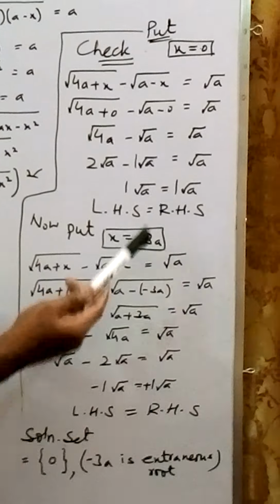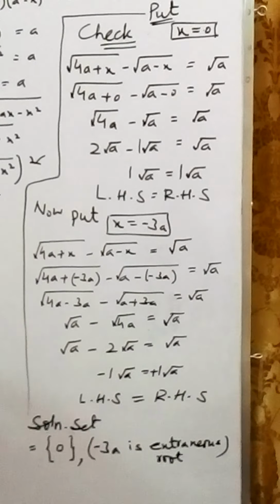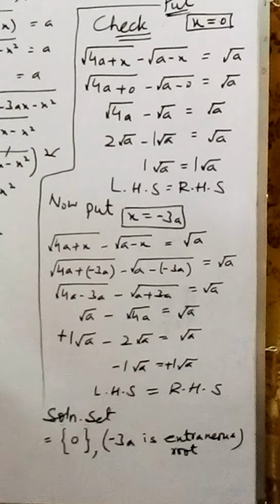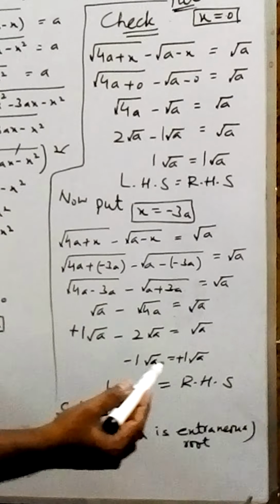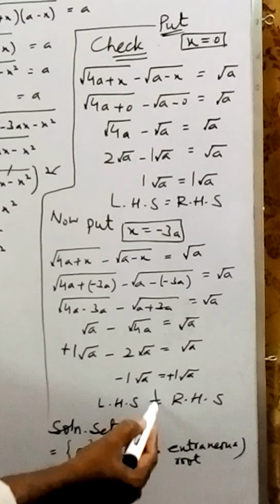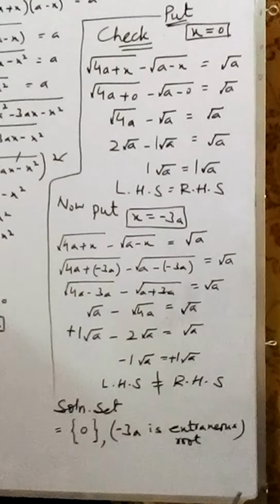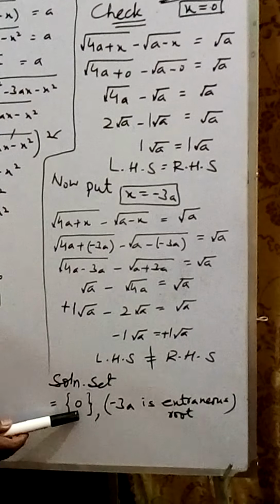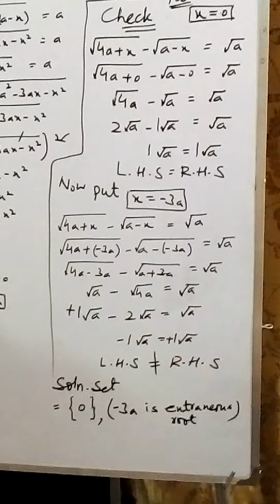Similarly, now we will put x equals minus 3a. When you put x equals minus 3a in the question, here you have plus 1 times square root of a and minus 2 times square root of a. So 1 plus 1 minus 2 is minus 1 times square root of a. Other side is plus 1 times square root of a. So left hand side is not equal to right hand side. So x equals minus 3a is not a root of the equation. So in the solution set, we will write only one root, which is 0, and minus 3a is an extraneous root. Thank you very much.